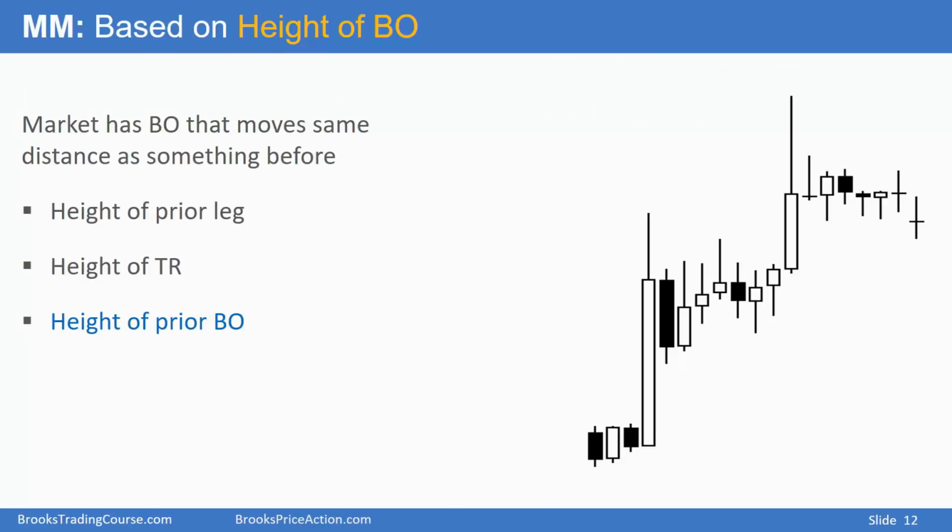Talked about a leg 1, leg 2 measured move, the second leg up about the same size as the first. I talked about a measured move based upon the height of a trading range, but the market also has a measured move based on the height of the breakout. So bull breakout, I look at the open of the bull body and the close of the bull body. Maybe we'll go up for a measured move. Bulls take profits and aggressive bears sell.